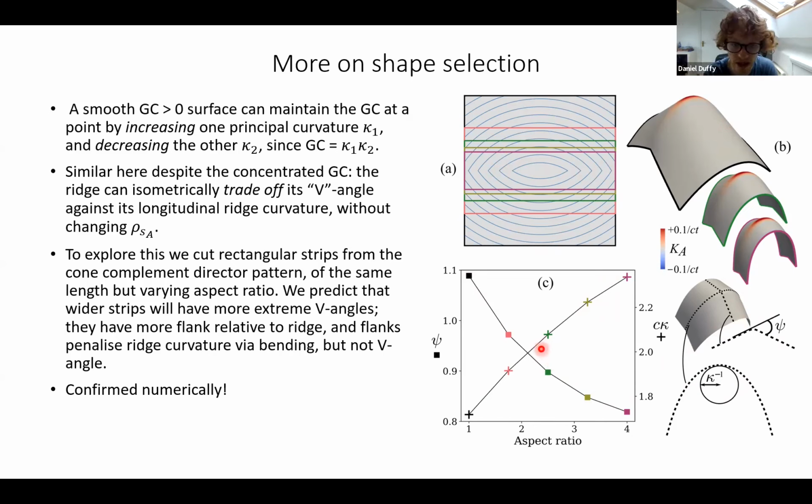And it does go the way that we expect, because wider strips we expect to have more extreme V angles, more extreme ridges, because they have more flank relative to the ridge, and the flanks penalize ridge curvature by bending, that's the longitudinal curvature, but they don't penalize the V angle. So the more flank you have, the more expensive the longitudinal curvature of the ridge is. So this is exactly what we expect.